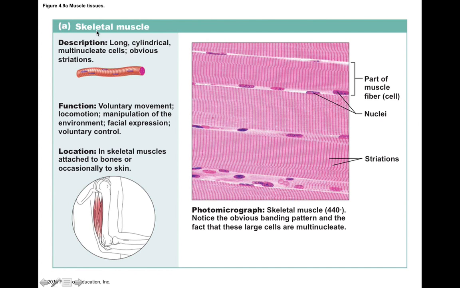Now, in terms of its location, it's found attached to bones, hence the name skeletal muscle, or sometimes even attached to skin or even other muscles. Now, the function of skeletal muscle is involved with voluntary movement. And what I mean by this is if you consciously produce a muscle movement, like if you say, I want to move my arm, the conscious act of moving that arm involved skeletal muscles.